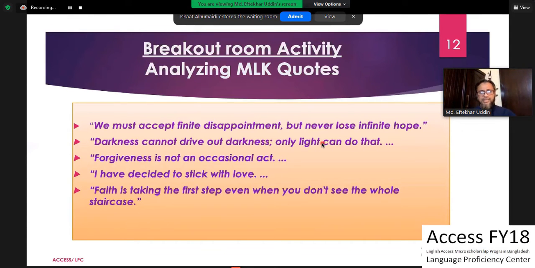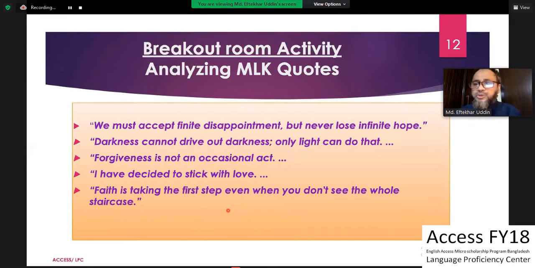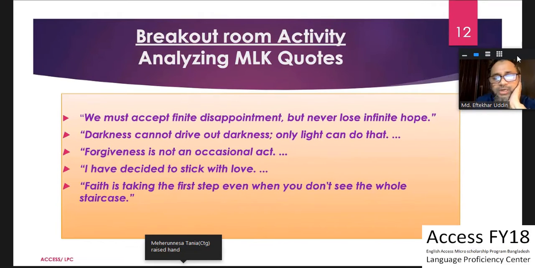So can you see them? How many quotes are there? Can anybody tell? Five quotes. In the breakout room, you need to discuss among yourselves what these quotes mean and which one you like most and why. What quote did your group like?